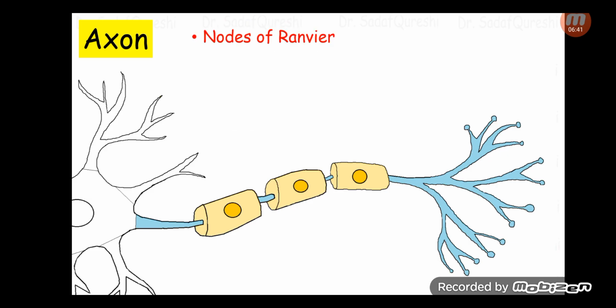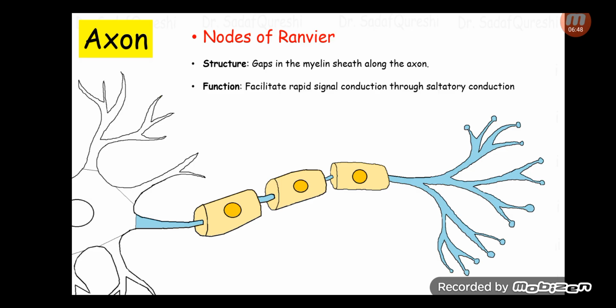Then we have another important structure associated with the axon called the nodes of Ranvier. They are gaps in the myelin sheath along the axon, and these structures are present in myelinated neurons. Their function is to facilitate rapid signal conduction through saltatory conduction.